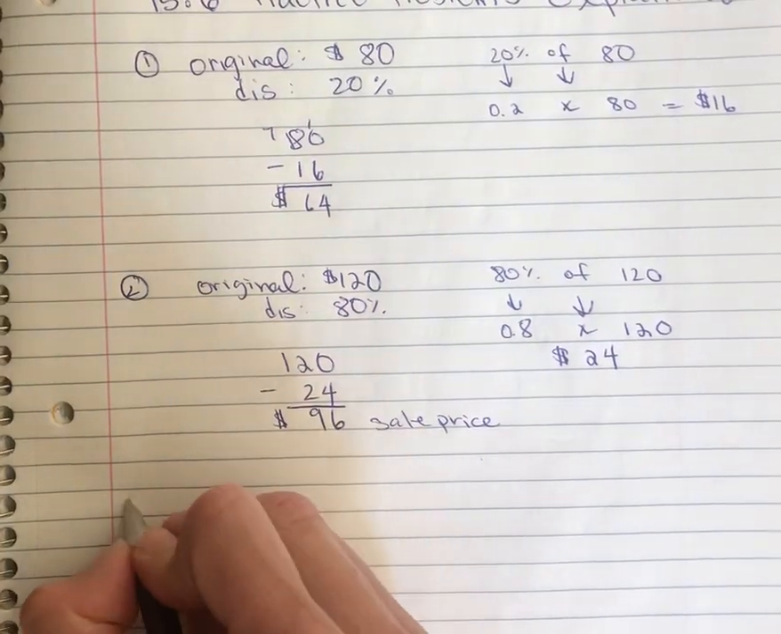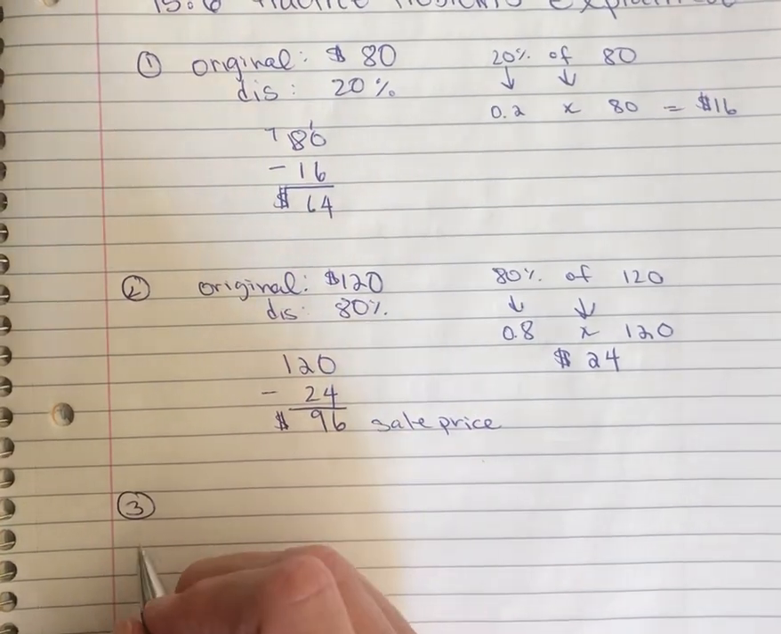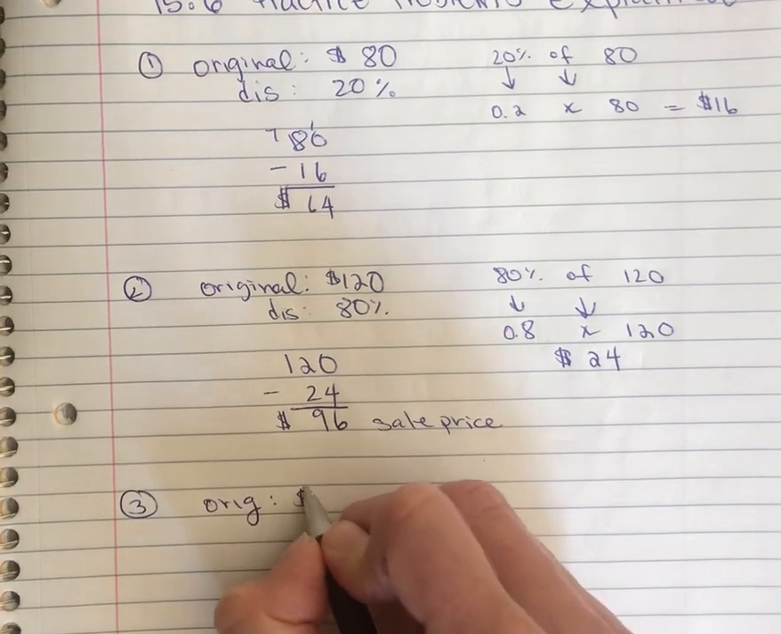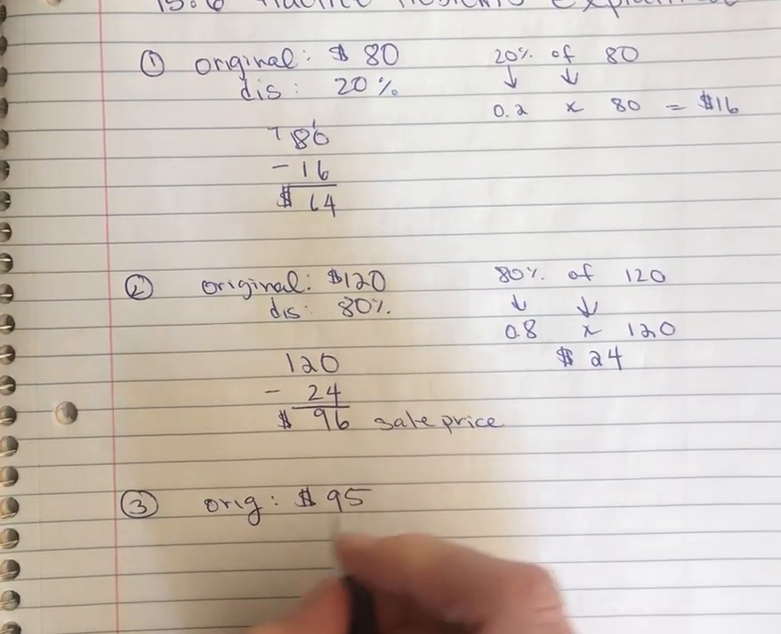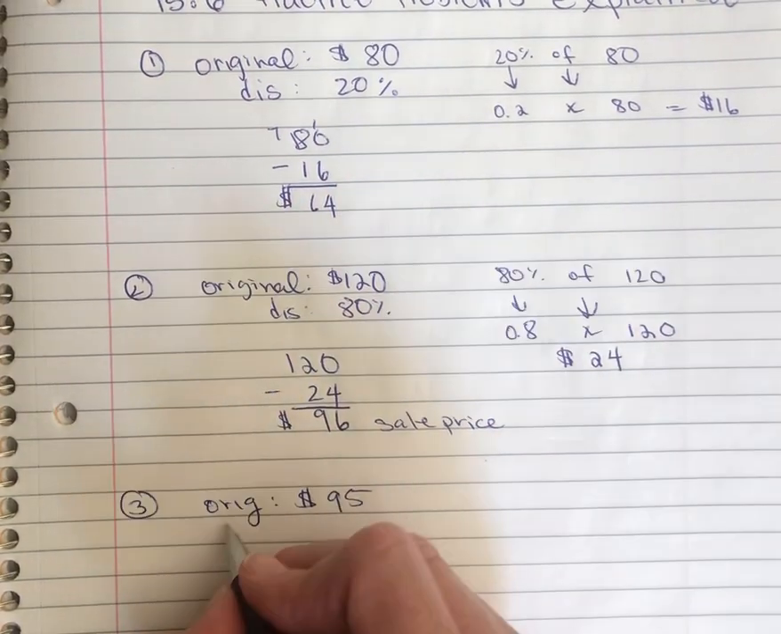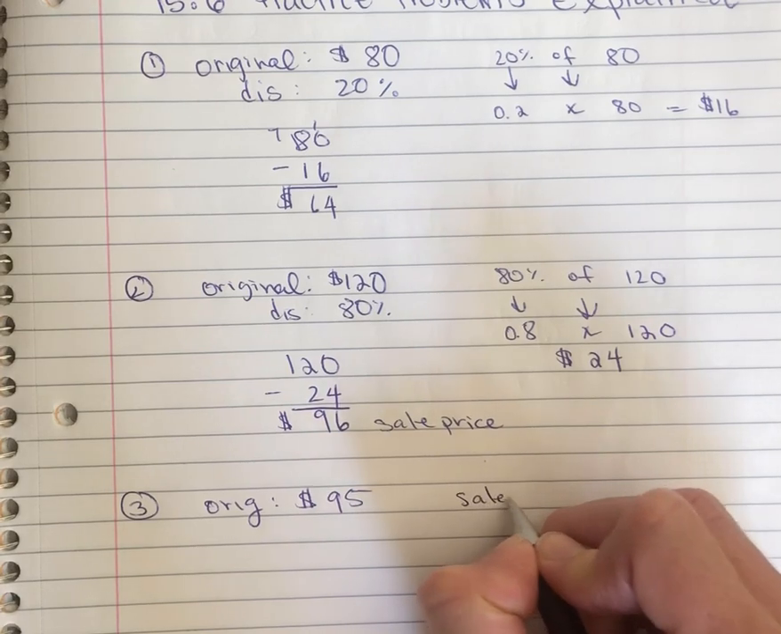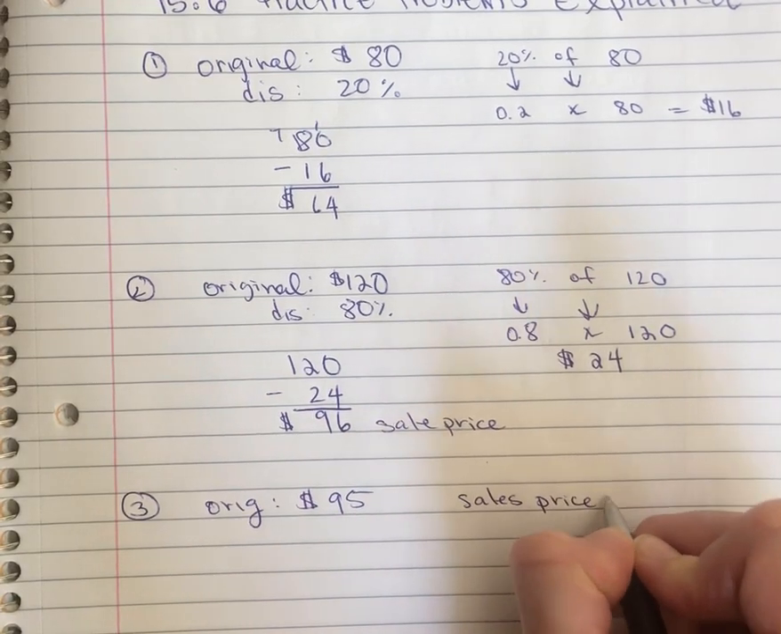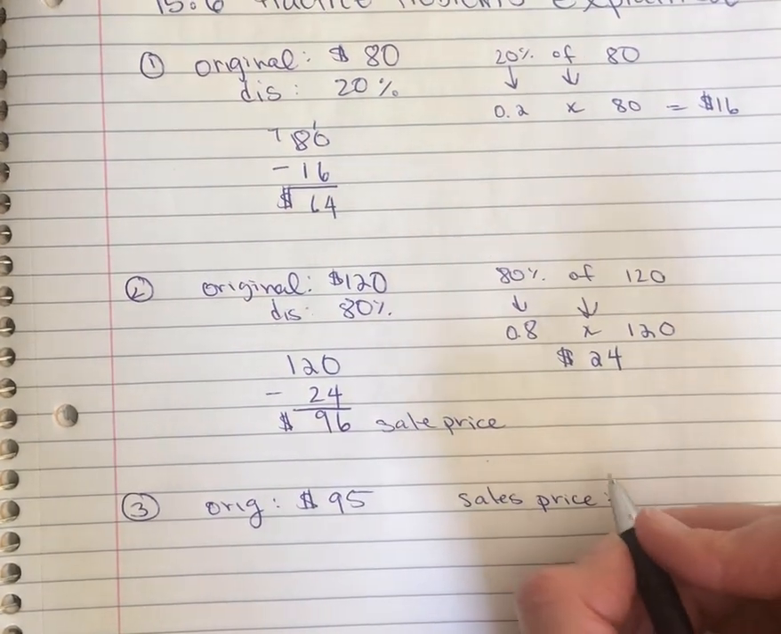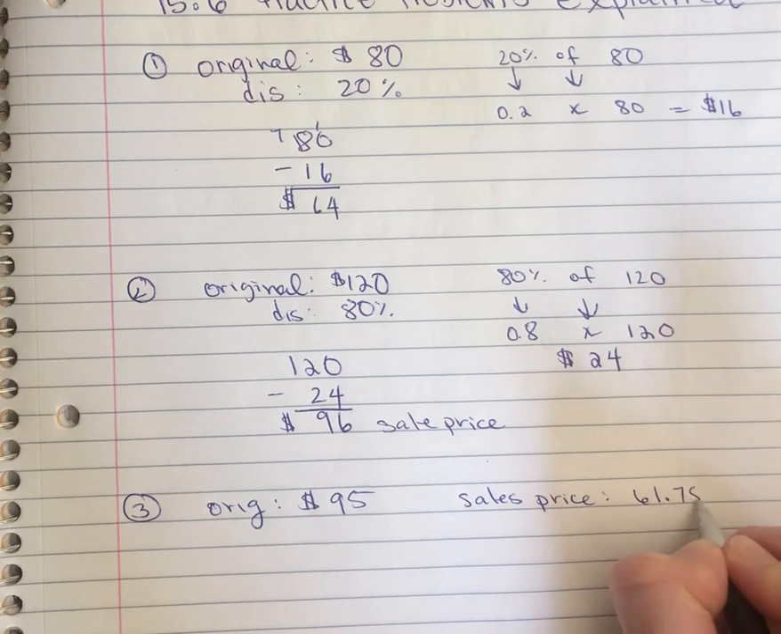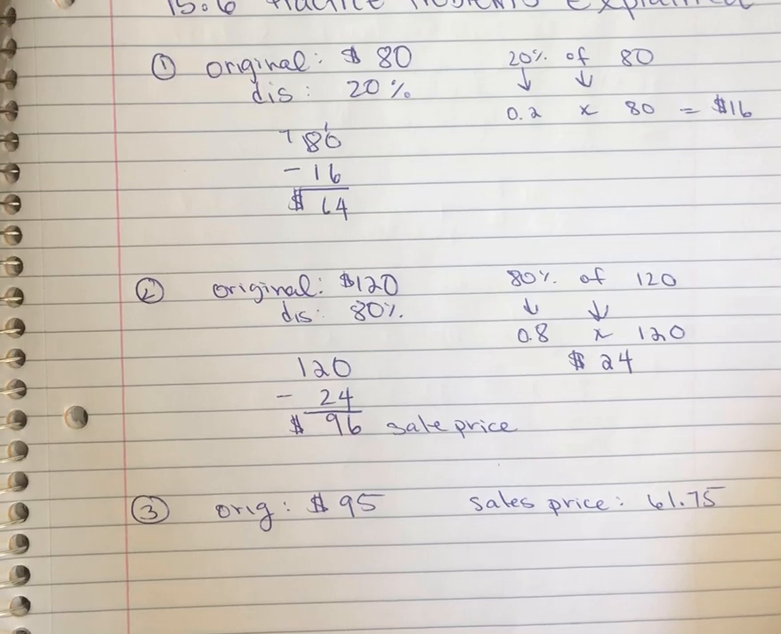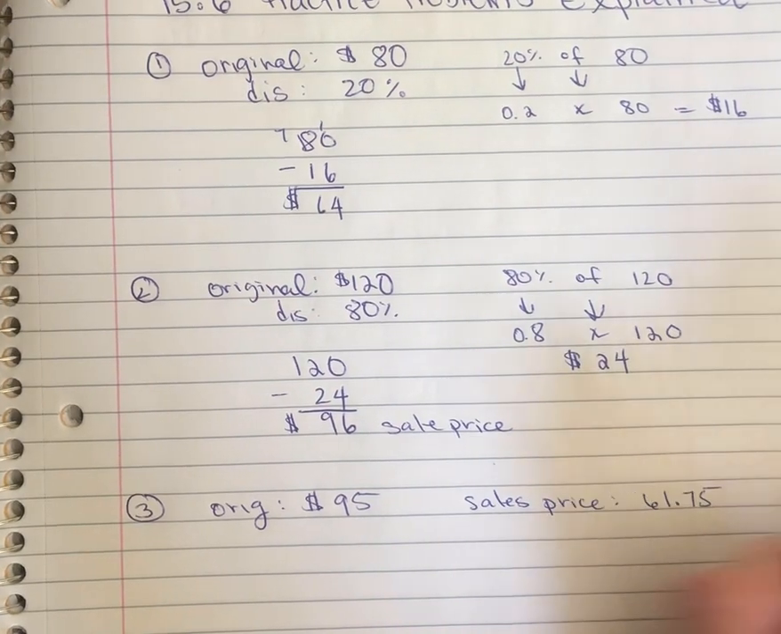Number three. Okay, so original price is $95. The sales price, ooh, this one's tricky. We didn't have one like this in our lesson. The sales price is $61.75, and we need to figure out the amount of the discount, okay?